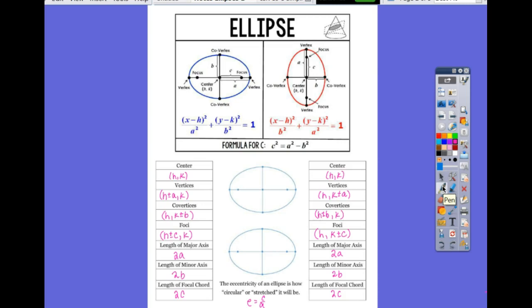Okay, so here's what we have. If the number is bigger under the x, it gets stretched this way. So the a is under the x because it's bigger. If the a is under the y, it's getting stretched this way. The biggest number is always a. And that's going to determine your major axis. It's going to go from the center, and if it's under the x, we're going to count this way. If it's under the y, we're going to count this way. The minor axis is going to be exactly the opposite.